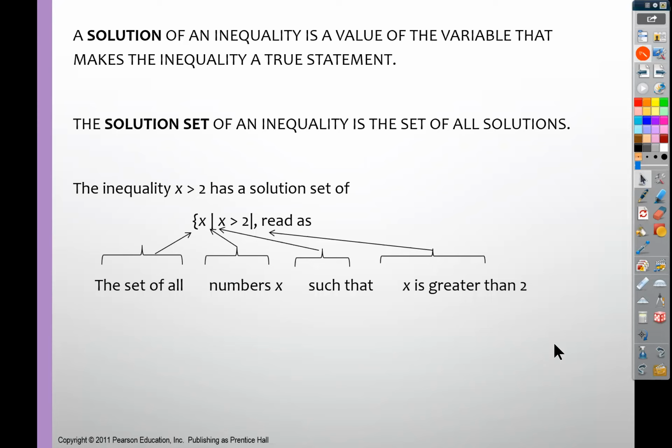So the inequality x is greater than 2 has a solution set of the set of all numbers such that x is greater than 2. And you can see how that's written, and that when they ask you to write it as a solution set, that's what they're wanting.